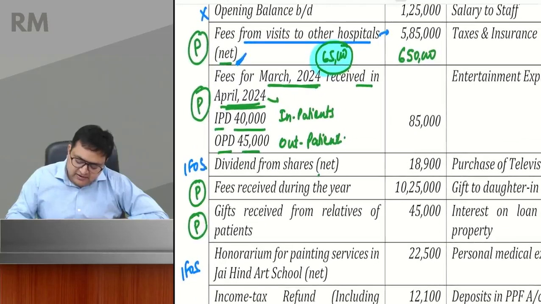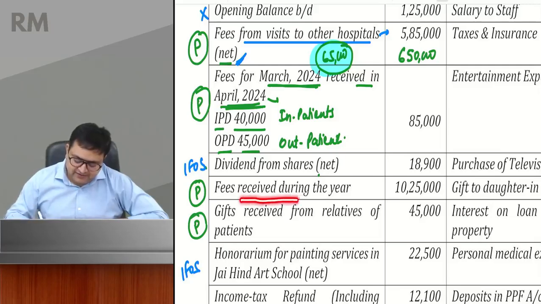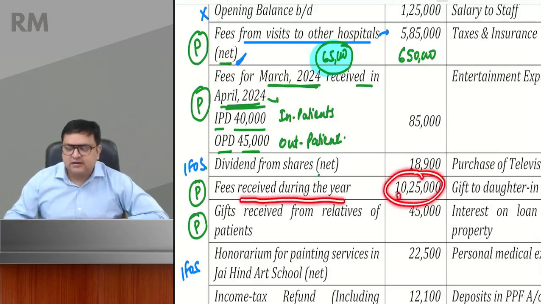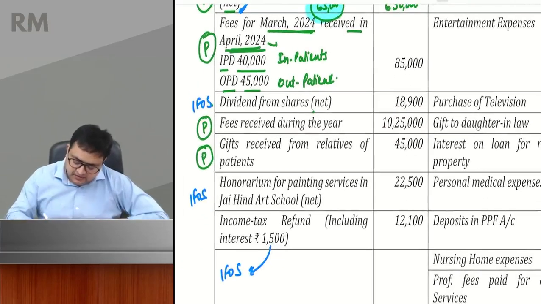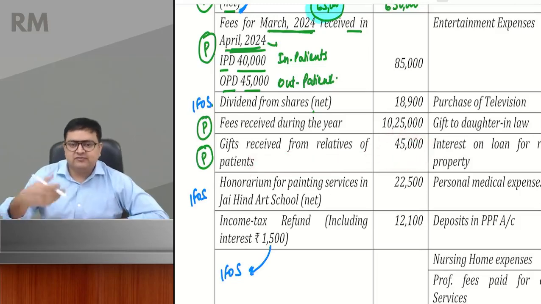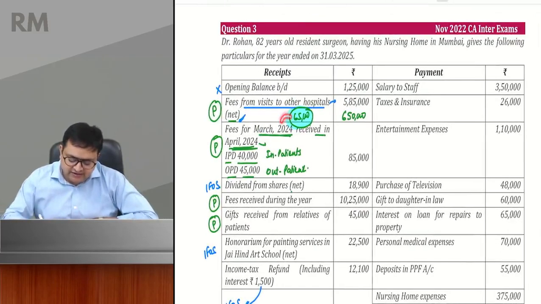Similarly, fees from patients, there would be no TDS because whenever we go in the morning, we don't deduct TDS. Fees received during the year, this much we have received, we will not deduct TDS. Gifts received from relatives of patients, no TDS over here also. They just give gifts. So here there would be a TDS. And wherever you see a net amount, that is after TDS.